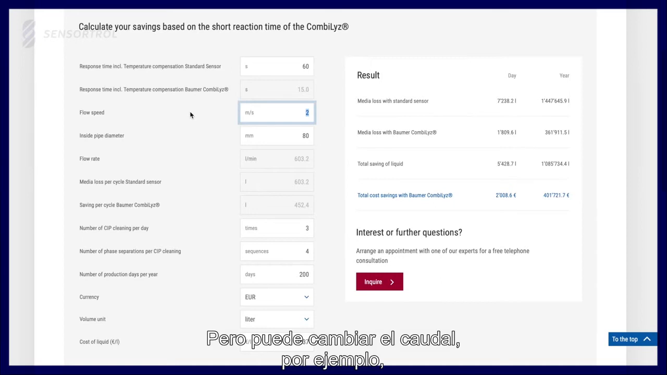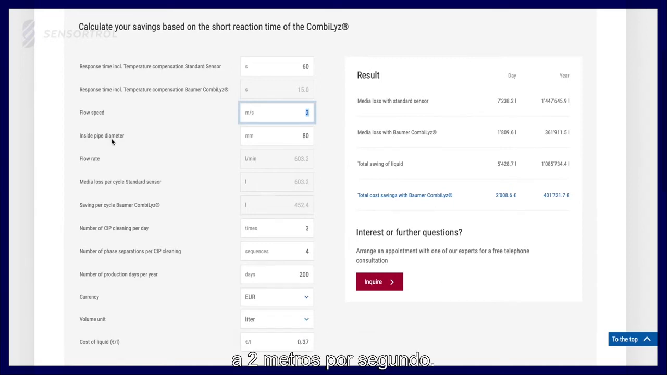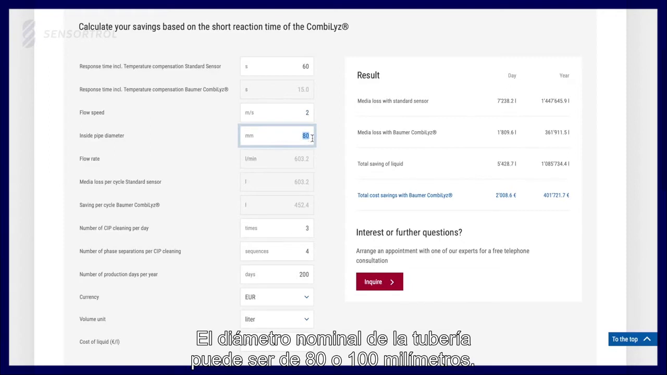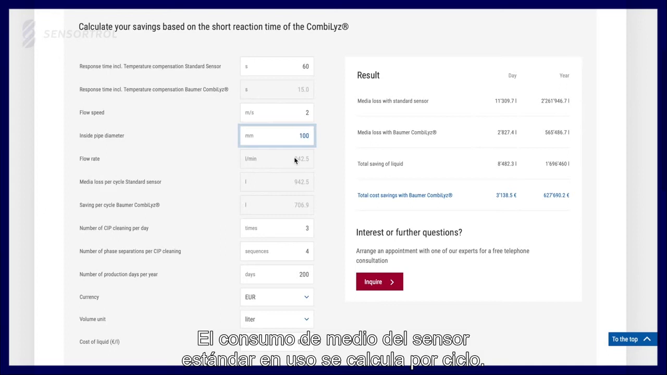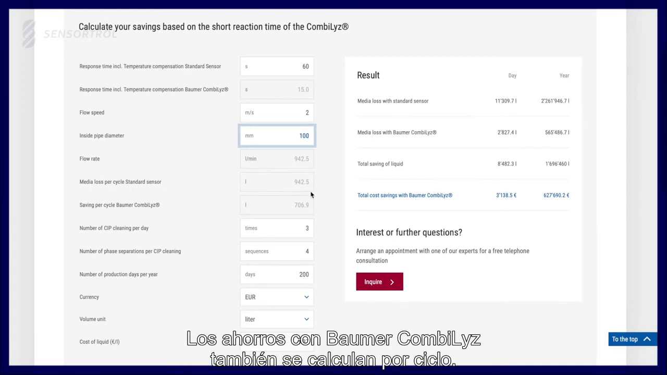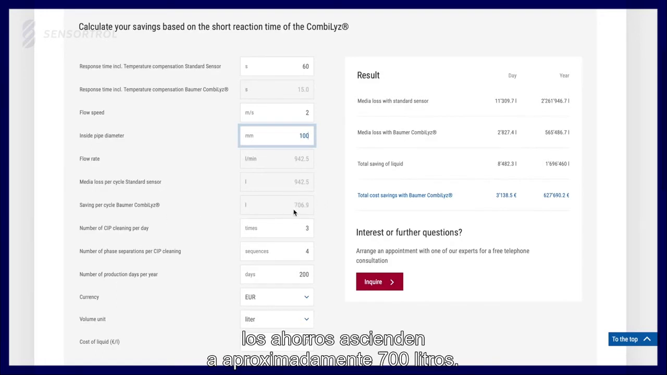But you can change the flow rate, for example, to 2 meters per second. Nominal pipe diameter may be 80 or 100 millimeters. The flow rate is automatically calculated. The media consumption of the standard sensor in use is calculated per cycle. The savings with Baumer Combalize are also calculated per cycle. In the present example, savings amount to about 700 liters.